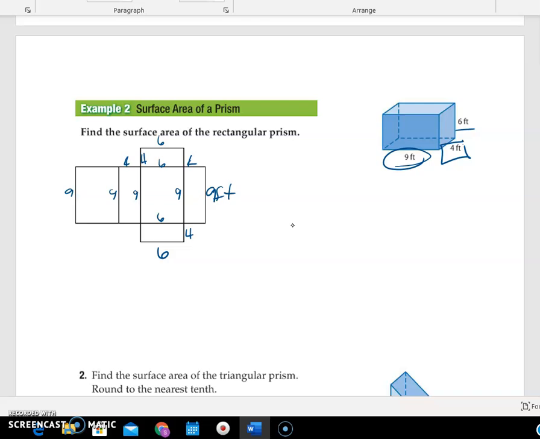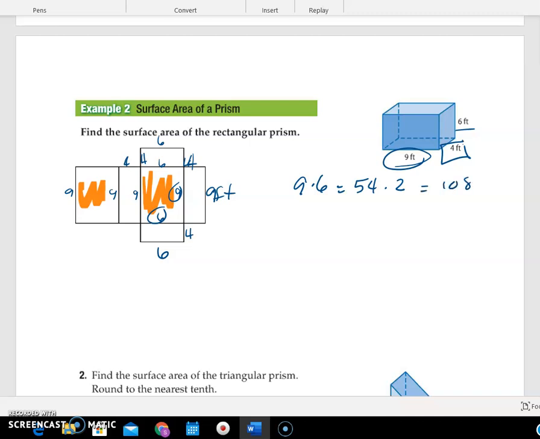And so we could go and find the area of each of those pieces. So we've got this piece and this piece are the same. And it looks like this is 9 by 6. So we'll have 2 of those. 9 times 6 is 54, and then there were 2 of those, so that's 108.